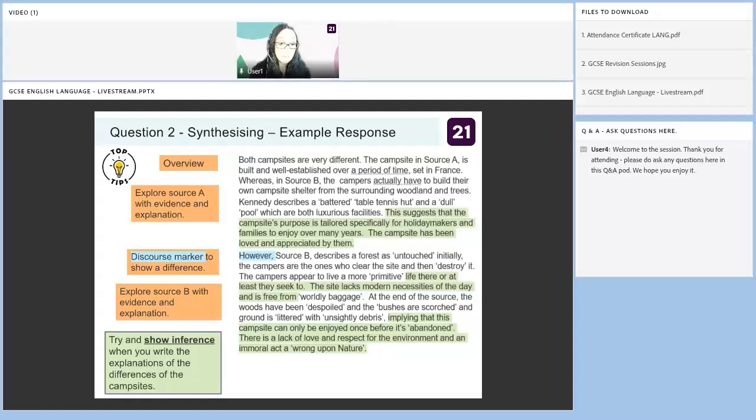So this is a full response. It achieved full marks. You can read that in more detail. It is available in the PDF in the file pod.